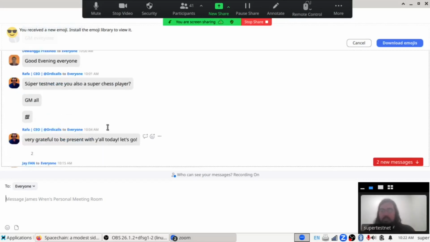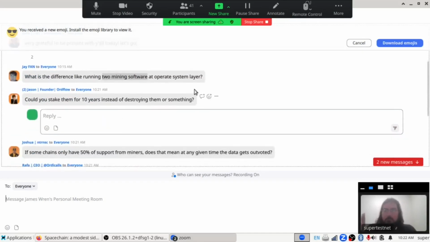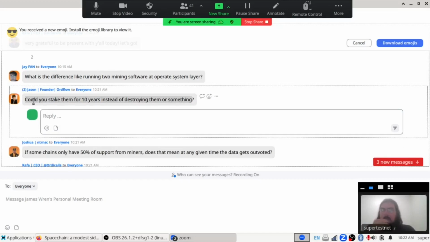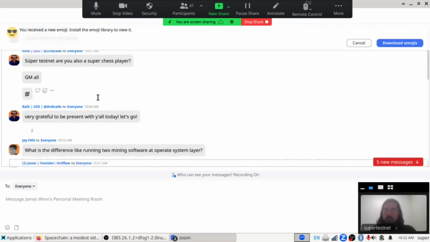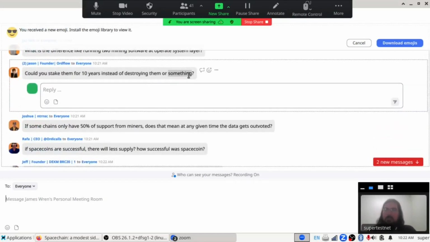You listen for transactions and then you hash them. So at the operating system layer, it's pretty easy to do. Could you stake them for 10 years instead of destroying them or something? Yeah, there have been proposals for doing something like that: you put Bitcoins into an address that allows a miner to take them after 10 years. And you could do that instead of burning them.